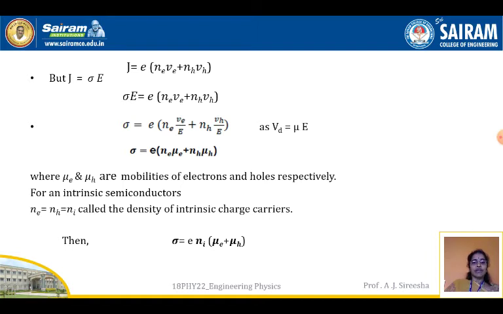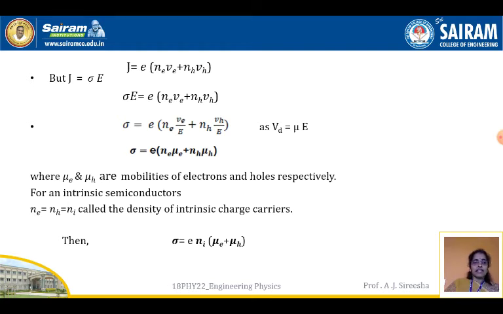As we know, the drift velocity is equal to mu into E. Rewriting this equation, Ve by E can be taken as mu e and Vh by E as mu h. Substituting the values of mu e and mu h into this equation, sigma is equal to e into Ne mu e plus Nh mu h. So the conductivity in a semiconductor is e into Ne mu e plus Nh mu h, where mu e and mu h are the mobilities of the electrons and the holes respectively.